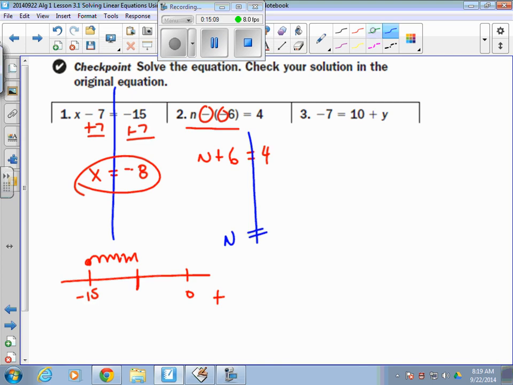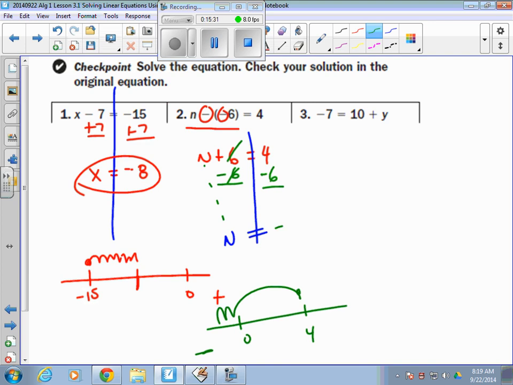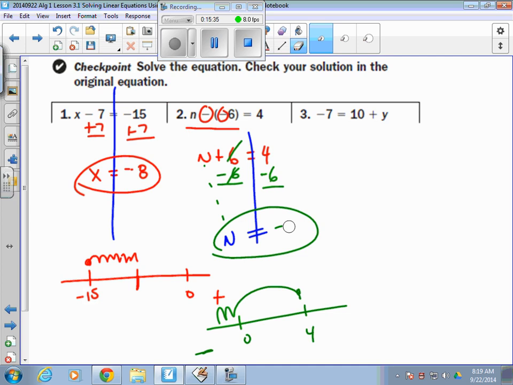So in order to cancel out plus 6, the inverse of plus is subtract 6. If you subtract 6 on the left, you have to subtract 6 on the right. It'll cancel it out on the left and give you n. 4 minus 6, again, think of that number line. If you're starting at 4, minus 6 goes this way. You're going 4 times, 5, 6, times negative 2.